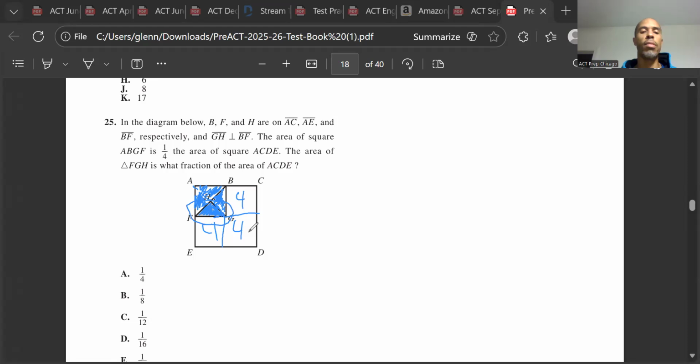What fraction of the area of ACDE, the whole thing? It takes one of those triangles out of how many they could make? 16. Do you get that? Because it's four for each one. It's four triangles for each small square, and there are four small squares. So there are 16 total triangles the same size as FGH. The area of FGH is 1 out of 16 of the area of ACDE. All right.